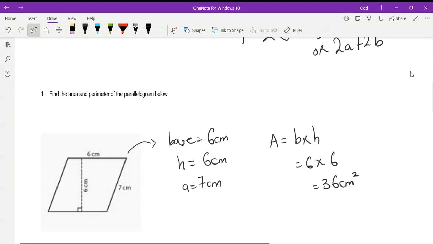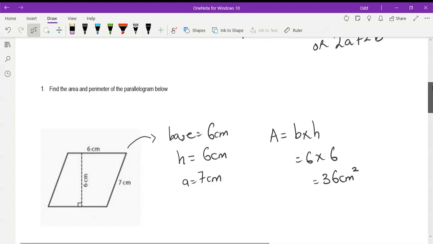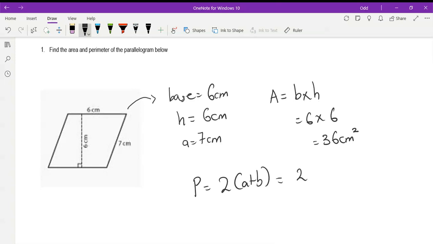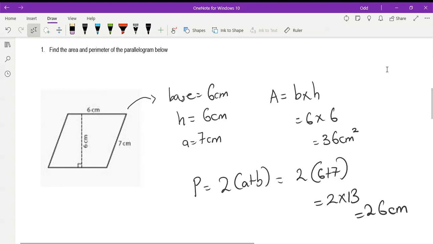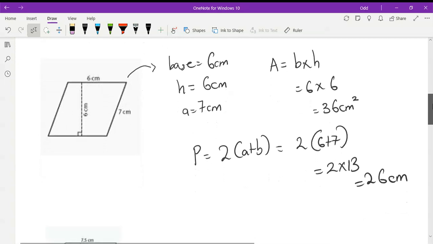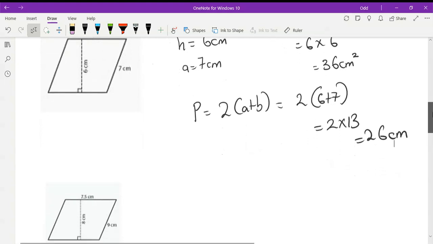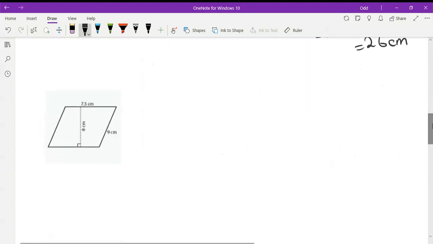So the area of this parallelogram is 36 centimeters squared, and the perimeter will be 2 times (a plus b). That will be 2 times (6 plus 7), that's 2 times 13. That will be 26 centimeters. Right, so the area of this parallelogram is 36 centimeters squared, while the perimeter is 26 centimeters. Okay, so we have this already. And then let's also solve for this parallelogram here.